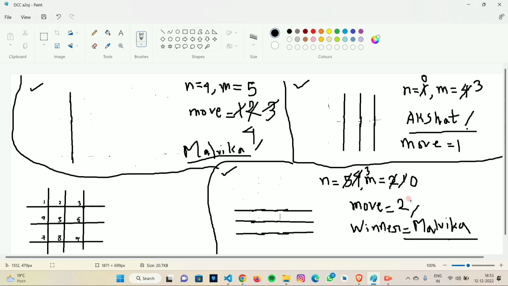Now how are we getting this number of moves? It is the minimum of n and m. For this case, the minimum of n and m was 4, hence the number of moves is 4. In this one, the minimum of n and m was 1, so the number of moves is 1. And finally in this example, the minimum of n and m was 2, so the number of moves was 2. Since you have understood the intuition, it is very easy to code it now.